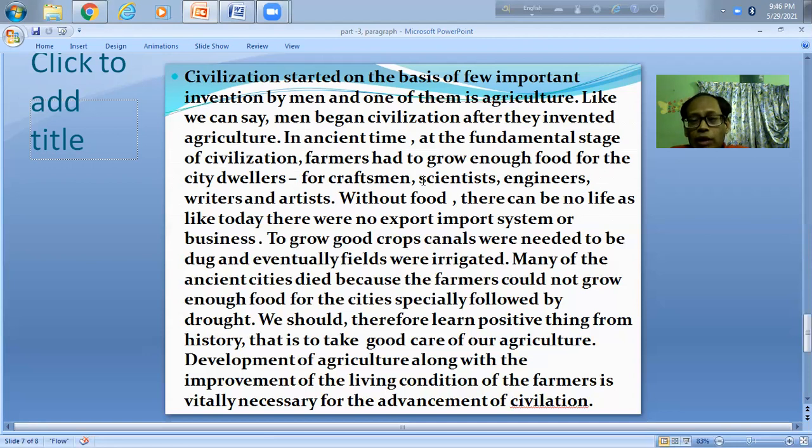We have to invent new ideas so that we can use the soil again and again to grow more crops. So development of agriculture along with the improvement of the lifestyle or living condition of the farmers is vitally necessary for the advancement of civilization. There is a mistake, maybe in the word civilization. We have to correct it.